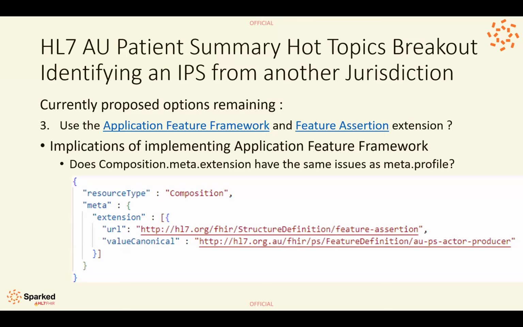We then moved over onto the Thursday afternoon, 2 days later, and into the hot topics session of the patient summary track, and we started the conversation again from that point. And we started considering the implications of implementing the feature framework and wondered if there were the same problems with meta.extension as we have with meta.profile. In other words, could servers remove that extension or assertion because it comes under that group of composition.meta?